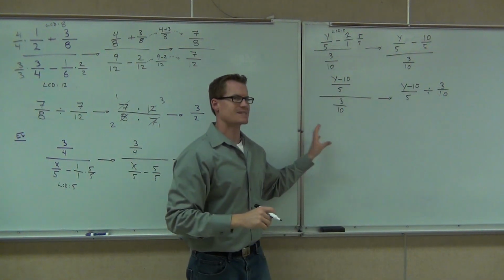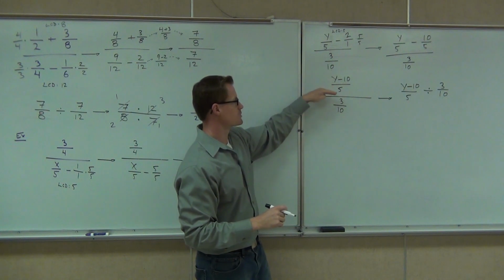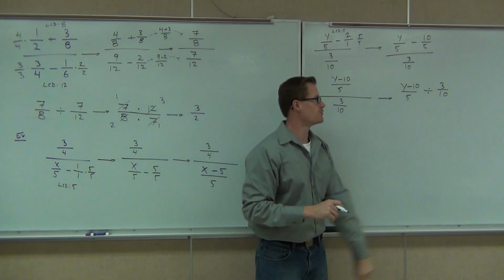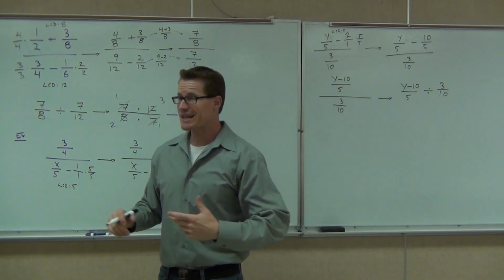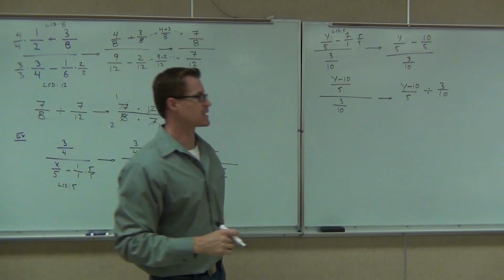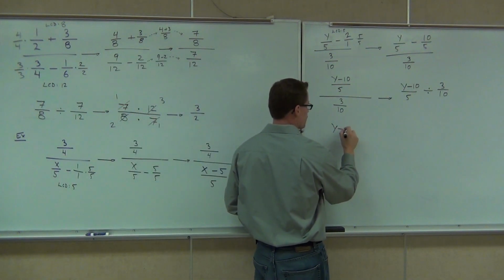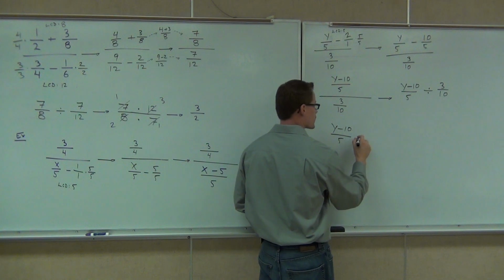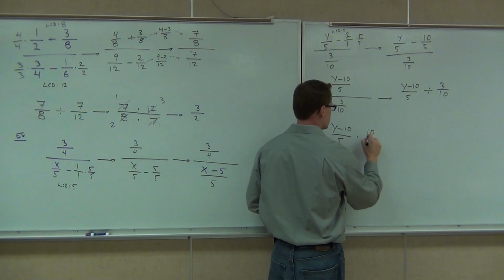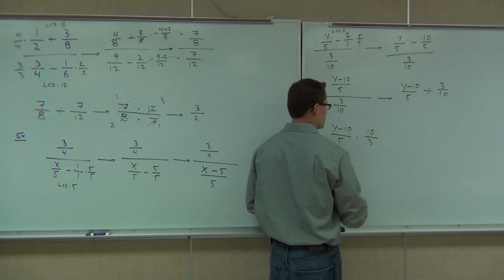So we're going to write this out exactly what this means. This means this fraction divided by this fraction, that's what we have. Next up, we know division really is multiplication by the reciprocal of the second fraction. So we have y minus 10 over 5, and we're going to multiply by 10 over 3.